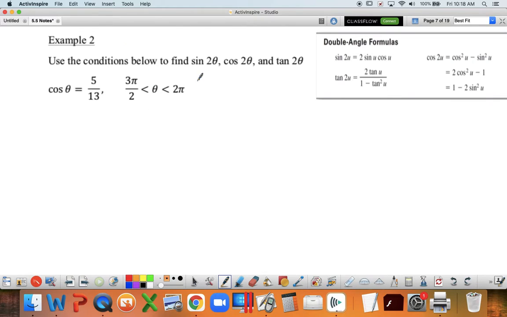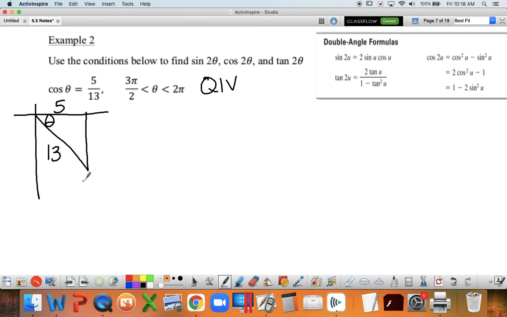Right here, this tells me that I'm in quadrant 4. So let's draw a triangle in quadrant 4. It does not have to be drawn to scale. Here is going to be my theta value. Now the cosine of this angle is 5 over something, so adjacent over hypotenuse, and I've got to use the Pythagorean theorem to figure out what this side is. I know just by looking at it, it's a Pythagorean triple, so this side is going to be a 12, but because we're in quadrant 4, I'm going to make it a -12.